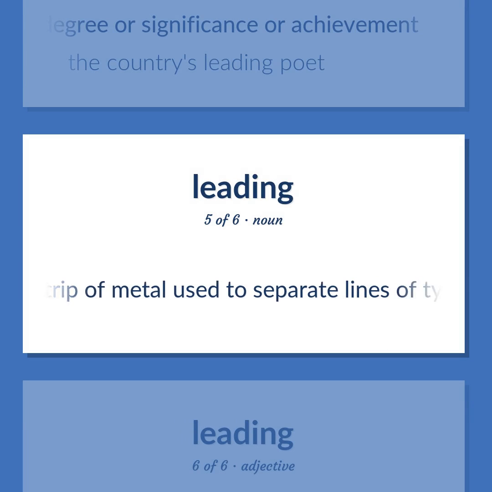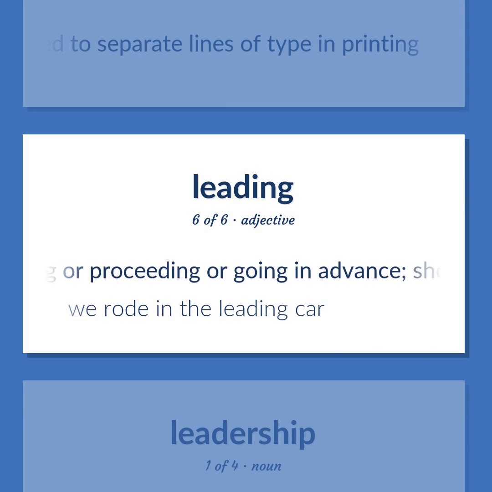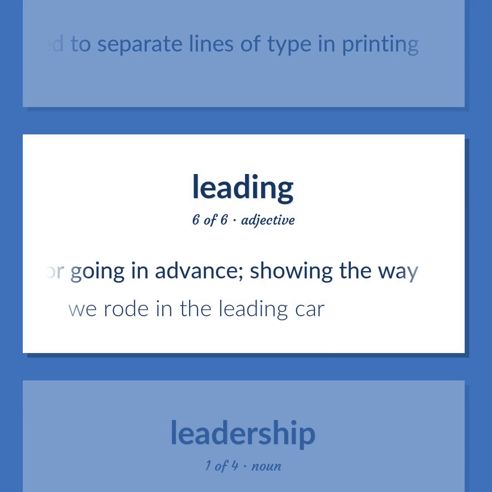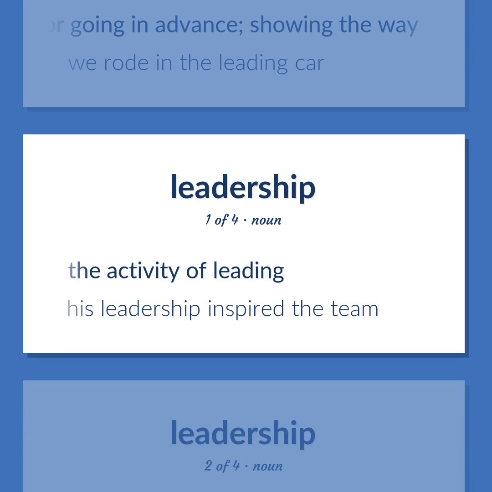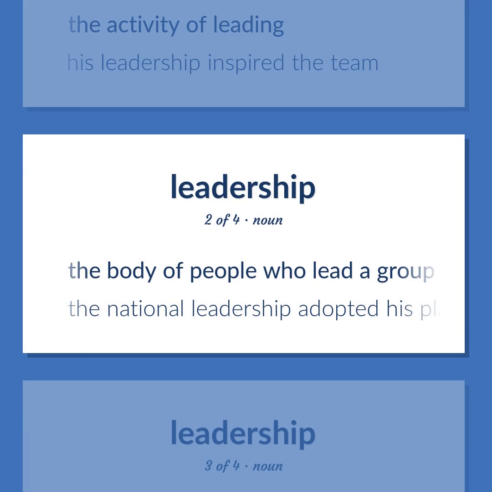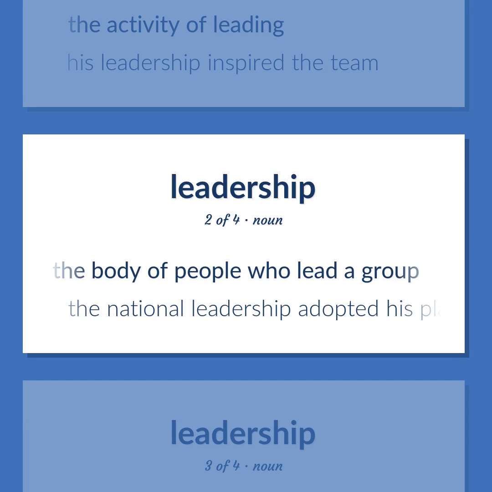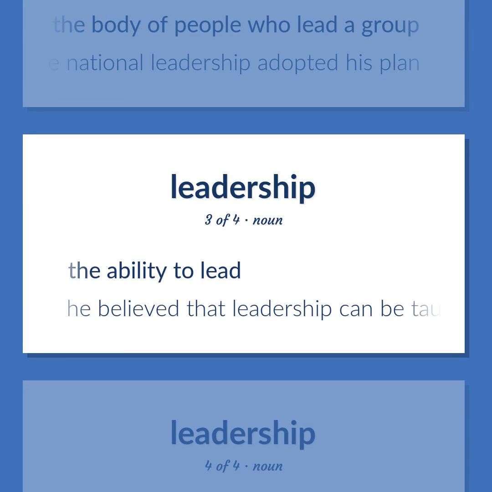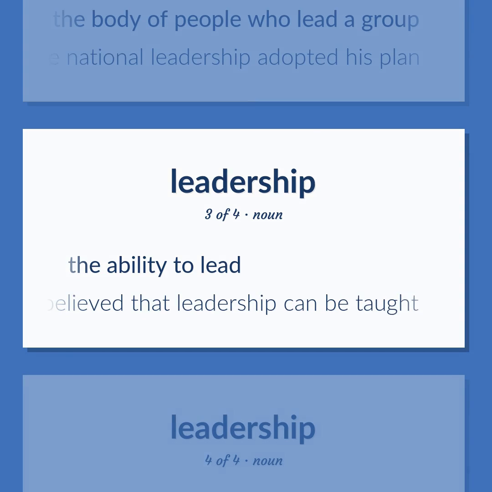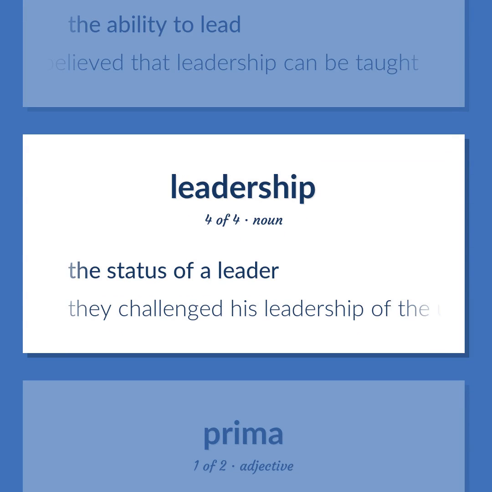Thin strip of metal used to separate lines of type in printing. Going or proceeding or going in advance, showing the way. We rode in the leading car. The activity of leading. His leadership inspired the team. The body of people who lead a group. The national leadership adopted his plan. The ability to lead. He believed that leadership can be taught. The status of a leader. They challenged his leadership of the union.